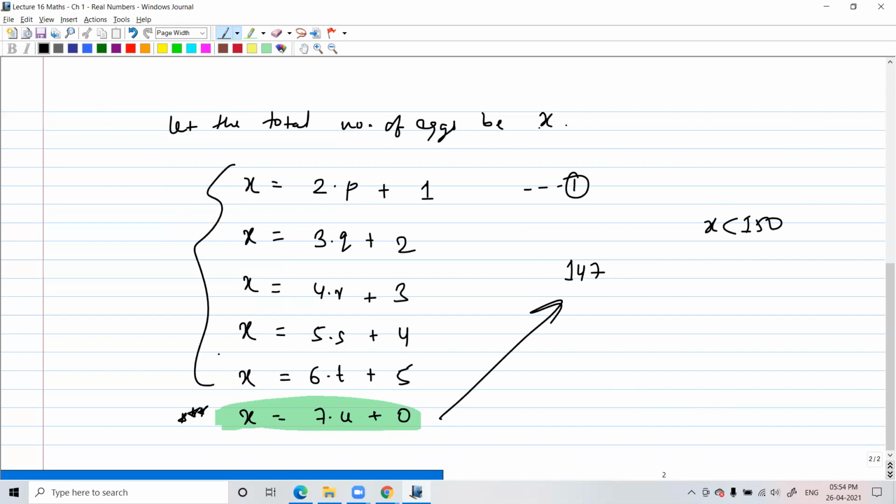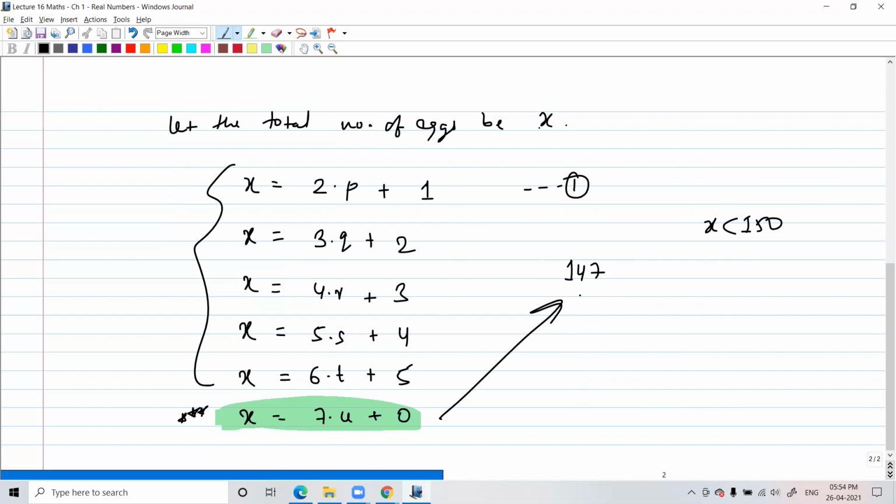But we need to look at all these conditions also. No? When we divide by 2, only 1 remainder should be there. Divide by 3, only 2 should be there. All these conditions should be satisfied. So it may not get satisfied by this number of x. So let's write down few more multiples of 7. Just below this one, under this one.